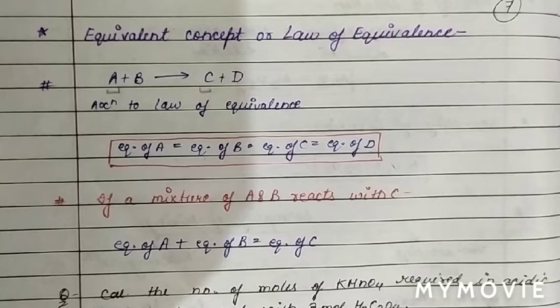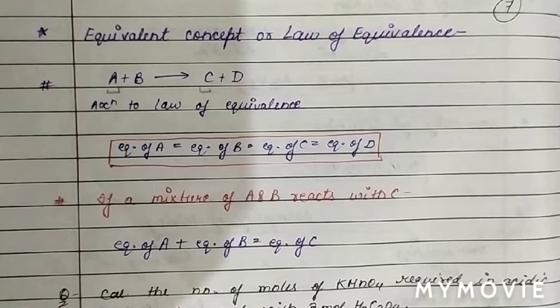Now see the next question based on the law of equivalence and titration. The question is: 0.5 gram of base is completely neutralized by 100 ml of 0.2 normal acid. Calculate the equivalent mass of the base. We know that when a base is neutralized by an acid, the gram equivalent of base will be equal to the gram equivalent of acid.